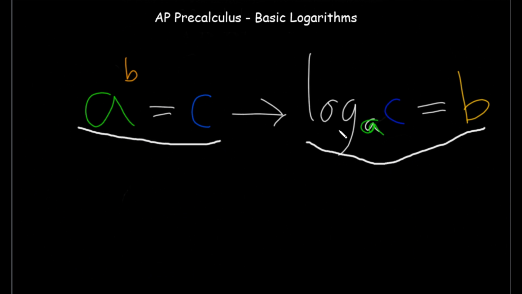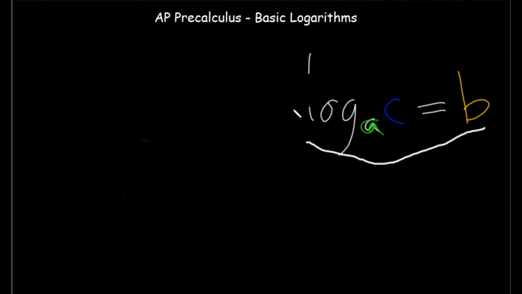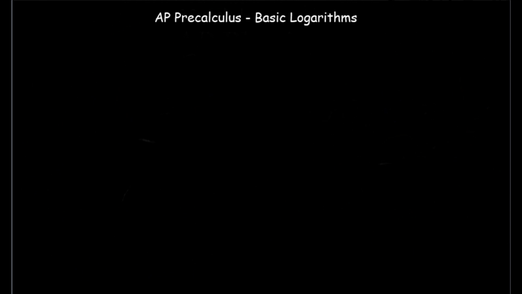It's basically asking what to the power of a gets us c, and that would be b. This is essentially what it's asking you. So that's how to convert exponents to logarithms.